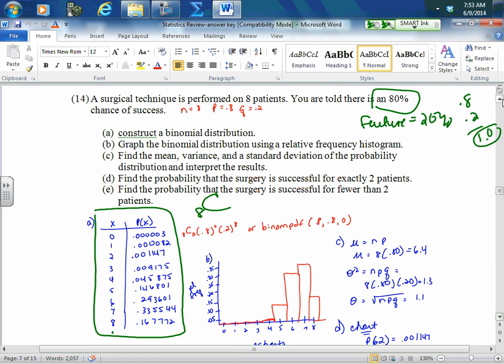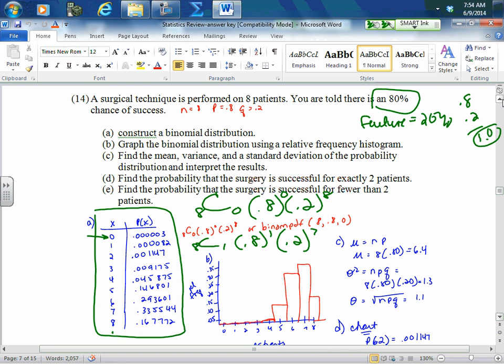Start with your 8 things. We'll start with the first one, 0 at a time. Your success always comes first, then your failure. So at this point, you want 0 successes, so 8 minus 0, 8 failures. You can put that in your calculator. Second one around, you're going to do 8C1. That guy's going to change. Now you want 1 success, 8 minus 1, 7 failures. You can do that all the way down to your 8.